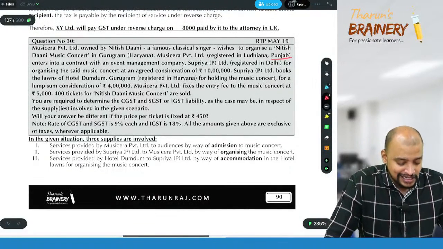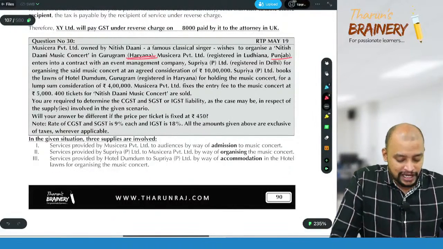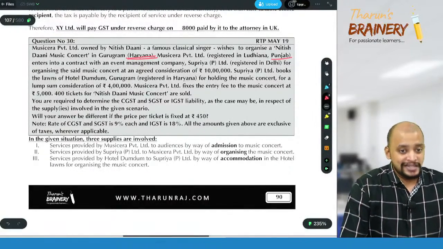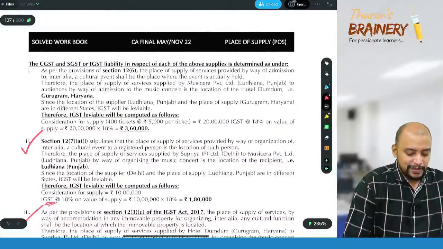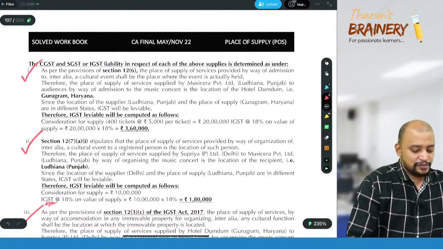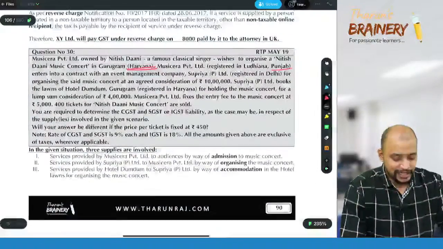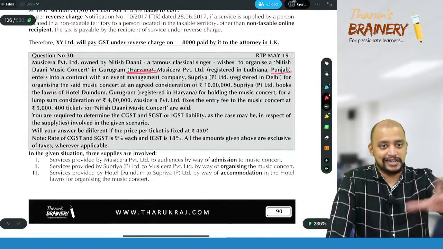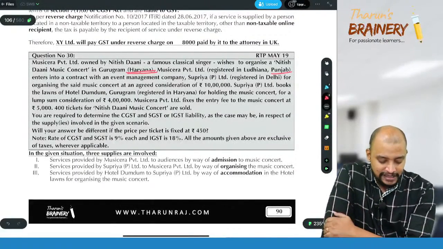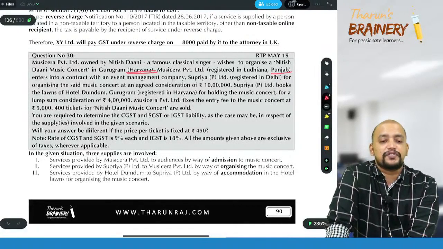Where is the event held? Haryana. So that will be taken as the place of supply. Location of supplier, Punjab. So place of supply, Haryana. Therefore, it will be coming under interstate supply chargeable to IGST. 400 tickets into 5,000 per ticket. Okay. You are required to determine CGST, SGST, IGST. Done. Now there is another part in this question. Will your answer be different if the price of the ticket fixed is 450 rupees?